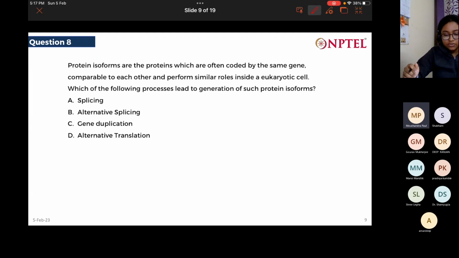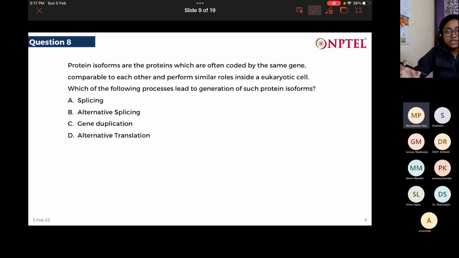So this is the 8th question. It says protein isoforms are the proteins which are often coded by the same gene, comparable to each other, and perform similar roles inside a eukaryotic cell. Now, which of the following processes lead to the generation of such protein isoforms? So, is everyone familiar with the term protein isoforms, right? So, what is a protein isoform?